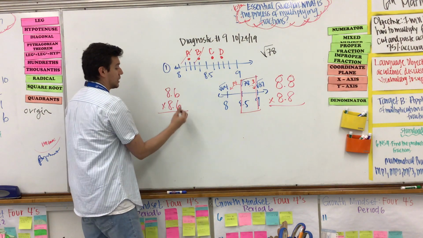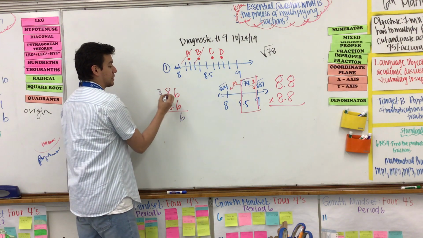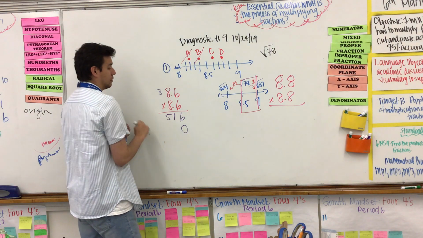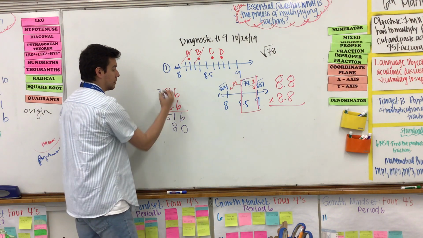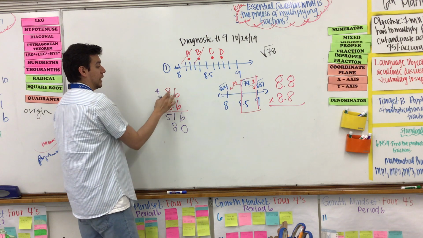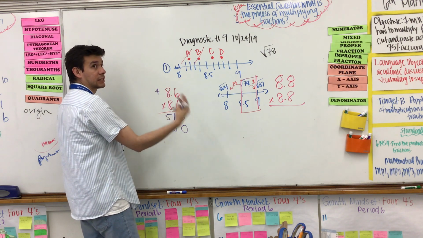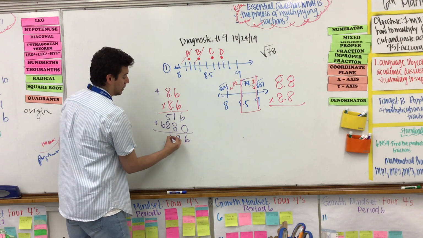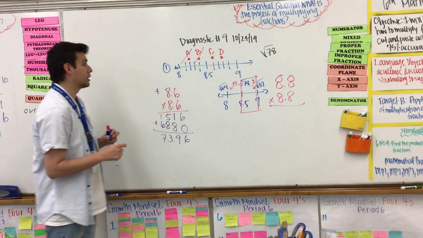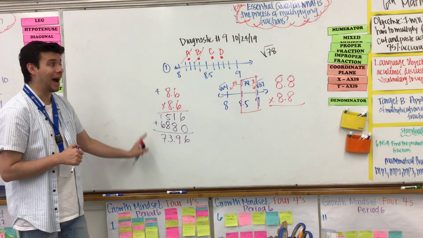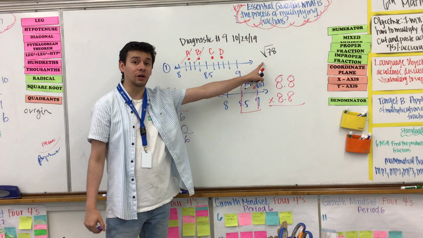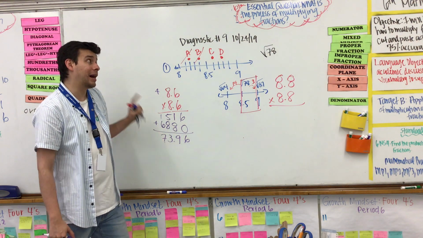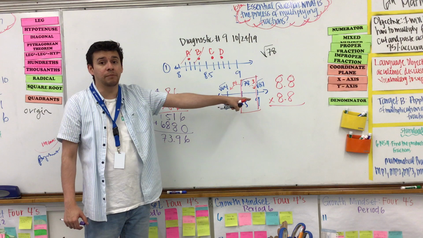So I know that 6 times 6 is 36, 6 times 8 is 48, 49, 50, 51, 0. 8 times 6 is 48. I'm going to carry the 4 now. 8 times 8 is 64, 65, 66, 67, 68. Okay, now add 6, 9, 13, 73.96. I want 78. Clearly, that is very low. So therefore, my answer most likely is going to be 8.8.